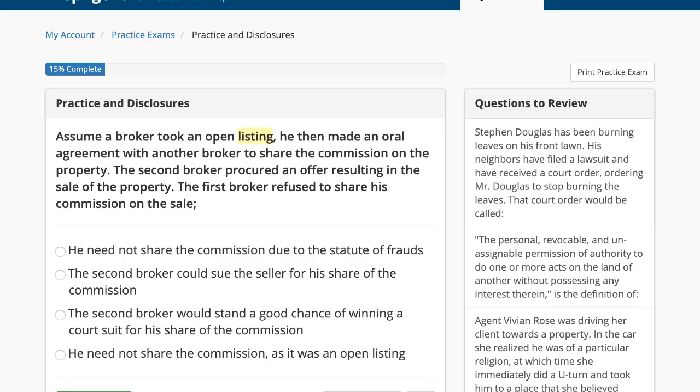A, he need not share the commission due to the statute of frauds. B, the second broker could sue the seller for his share of the commission. C, the second broker would stand a good chance of winning a court suit for his share of the commission. Or D, he need not share the commission as it was an open listing.